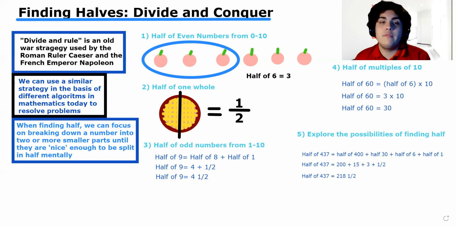Let's try one more. Half of 3. That's going to be 1.5. Half of 2 is 1, and half of 1 is 1/2.